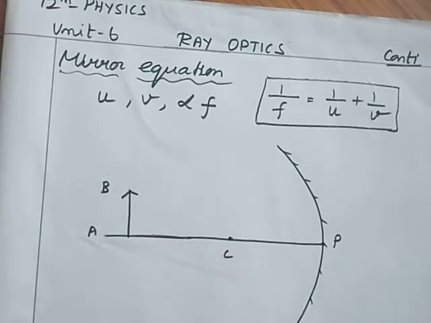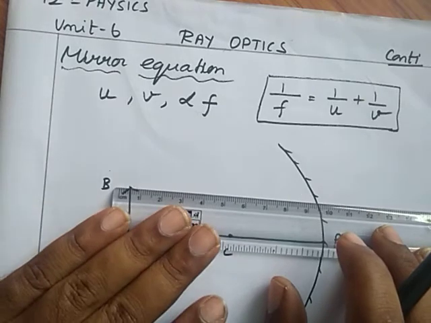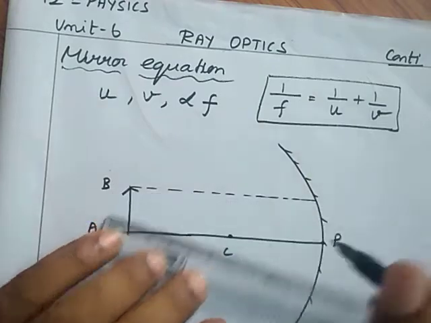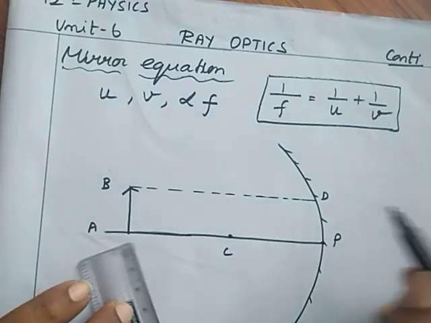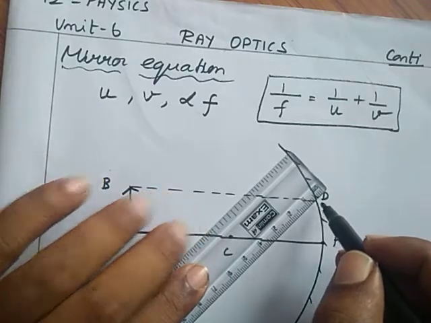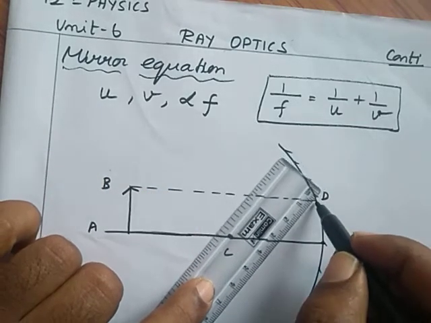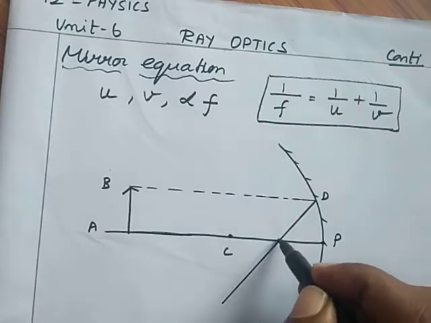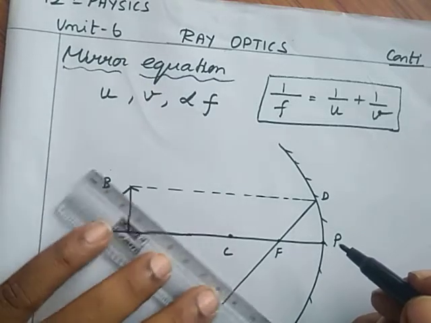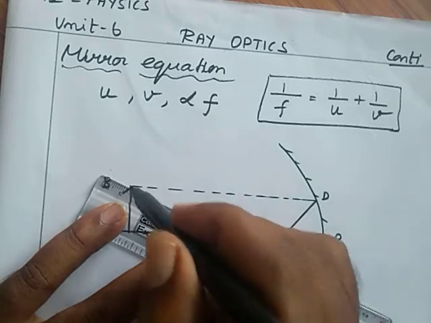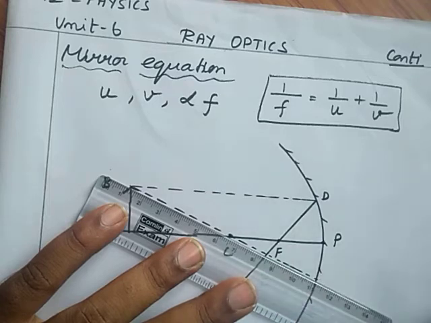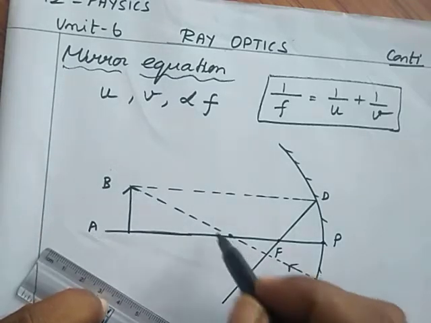From that object I consider three marginal rays. The first marginal ray will meet at the point D on the mirror. After it reflects, it passes through the focus. This point is known as the focus. One more ray, also a marginal ray, passes through the center of curvature. After reflection it retraces its path.